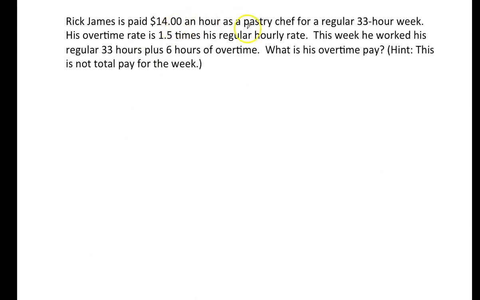Rick James is paid $14 an hour as a pastry chef for a regular 33-hour week. Okay, so he's paid $14 an hour for a 33-hour week. His overtime rate is 1.5 times his regular hourly rate, and this week he worked his regular 33 hours plus 6 overtime hours. What is his overtime pay? So this is similar to the last one. They did give us information about his regular pay and his regular hours, but all they want to know is what is he being paid for the overtime.